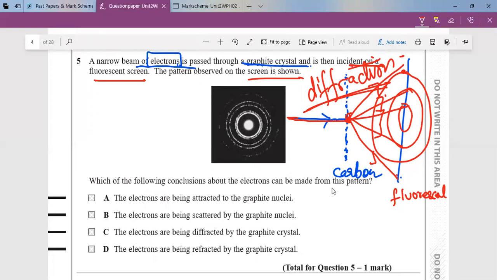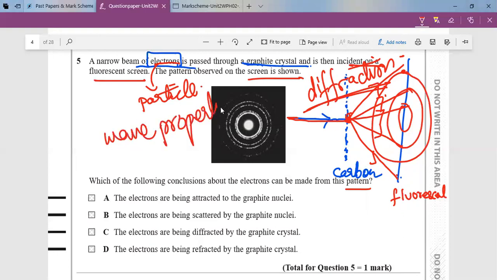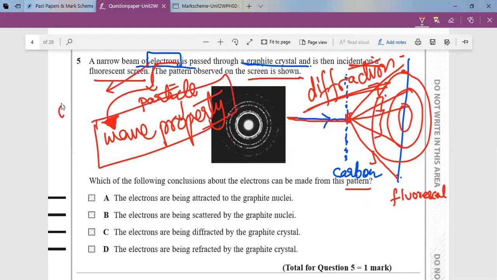So now which of the following conclusions can be made from this pattern? But wait, aren't these electrons particles? And diffraction is a wave property, right? If diffraction is a wave property, can we say that the electrons at this moment are showing wave property? So electrons are showing wave property at the same time. That means electrons themselves have a dual nature.